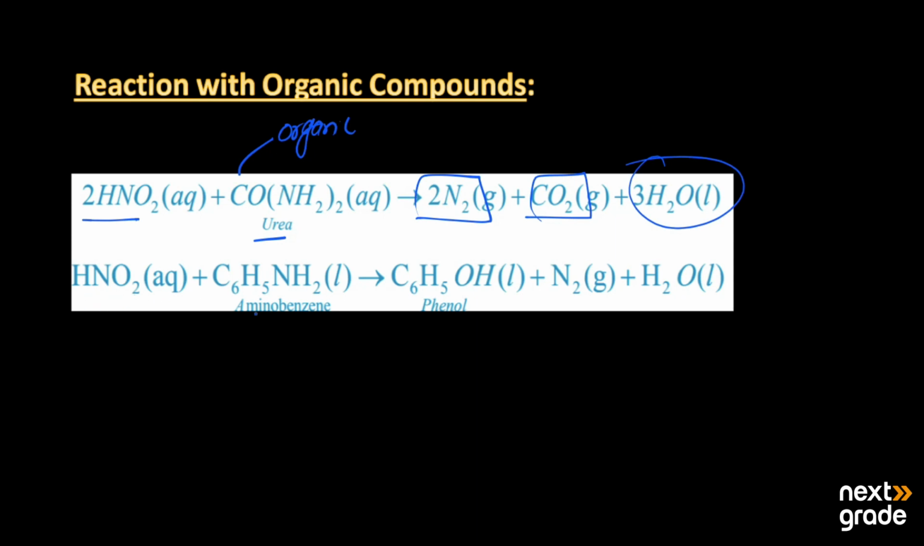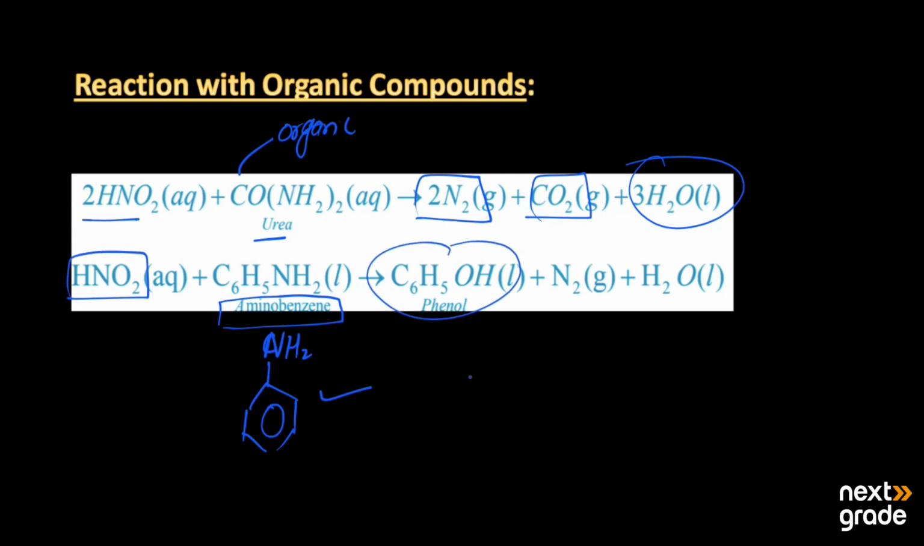On the other hand, it can also react with benzene, drawn as a hexagonal structure, with an NH2 group on top. When it reacts with nitrous acid, it produces phenol. In the structure of phenol we have the benzene ring with a hydroxyl group, along with the production of nitrogen and the water molecule. So this was a simple overview of the properties of nitrous acid in detail.